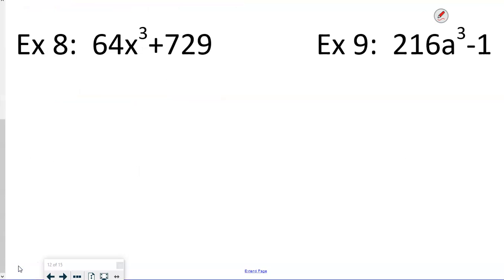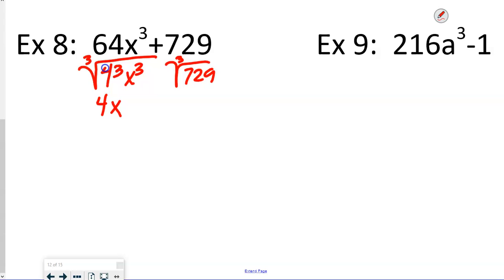So now, because we have our table, you should be able to see that 4 to the third is 64. Now, there's a couple ways we could do this. We could know that this is 4 to the third and this is x to the third, right? So that means if we take the third root of this, this is going to be 4x, right? Then with this again, we could take the third root of 729, which means we could also do it like 729 to the 1/3 power, right? That is going to give us 9. So we have a plus sign here, so we're going to put a plus sign here, okay? So that is our first step.